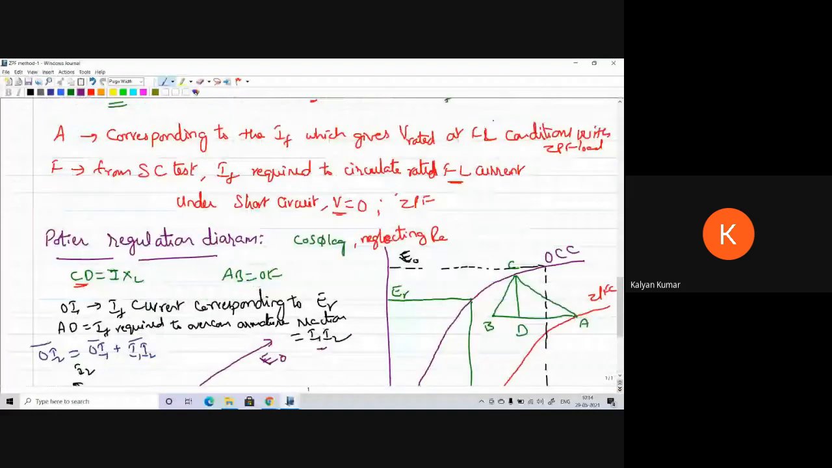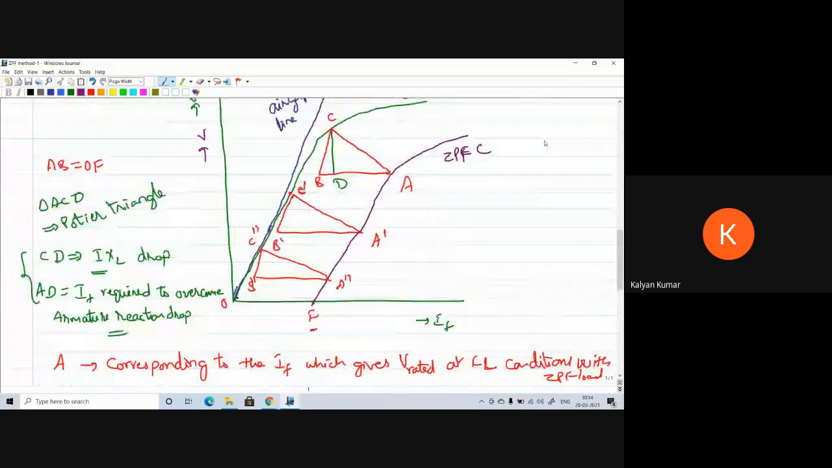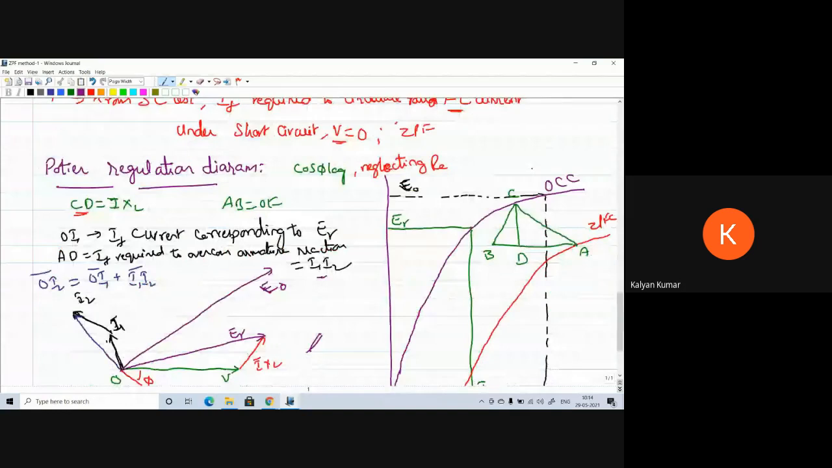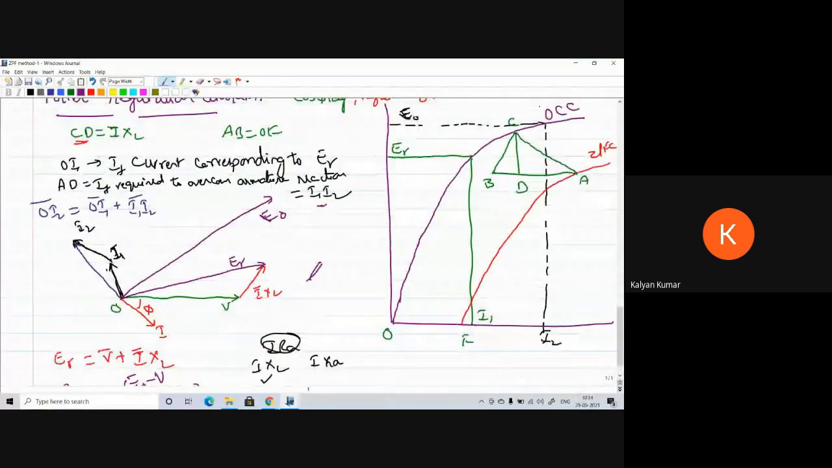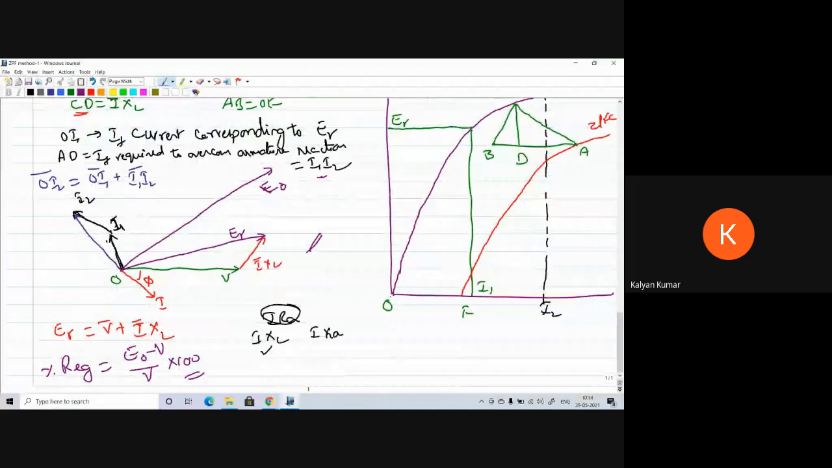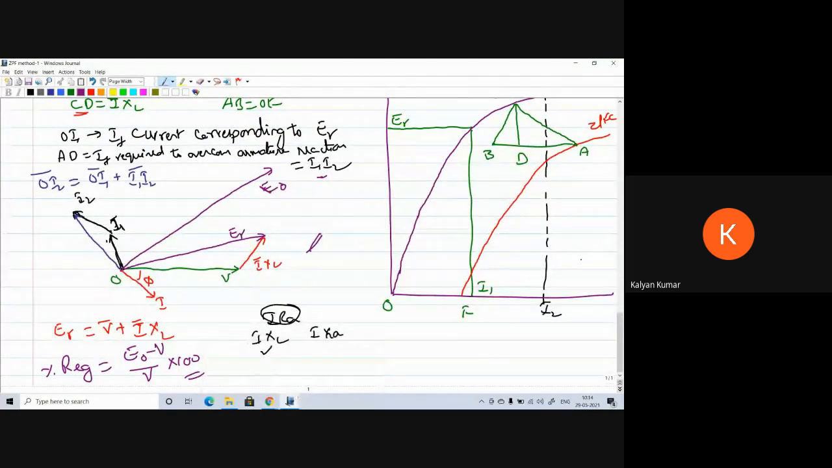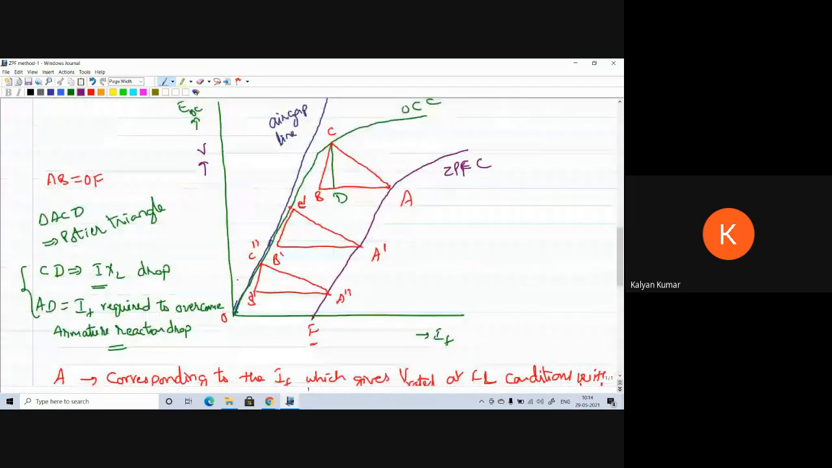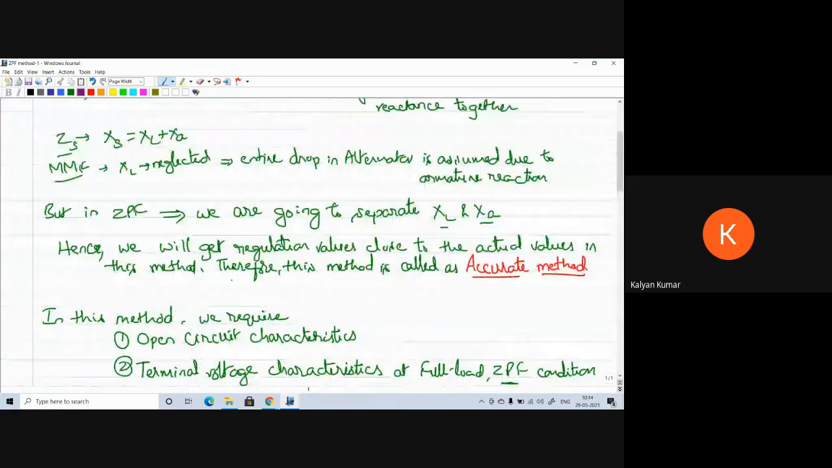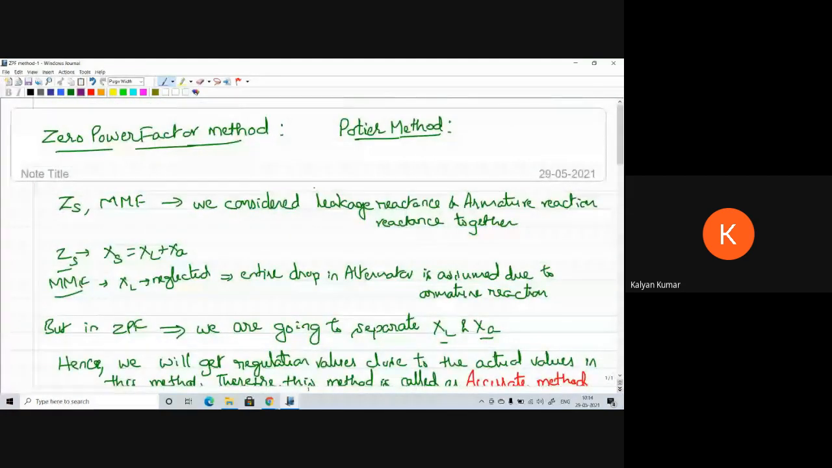So this is the ZPF method. In this method, we are separating the leakage reactance drop and armature reaction drop. Therefore, this method gives regulation values very close to the actual values. Hence, this method is called the accurate method. Now, we will do one problem on this so that we can easily understand how to find the regulation by the ZPF method.